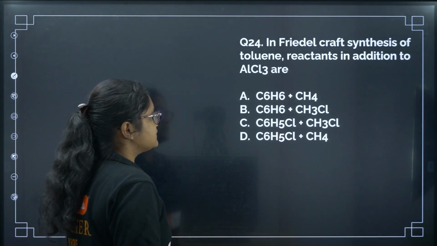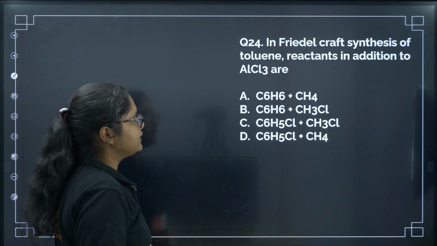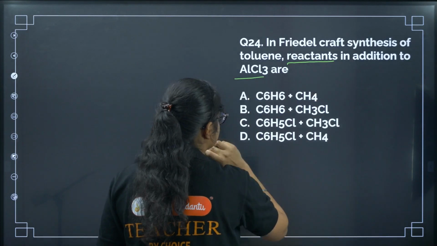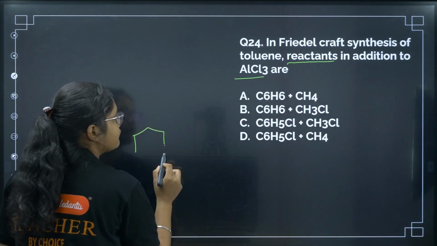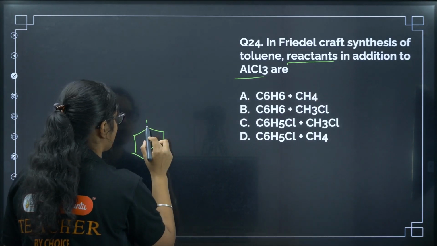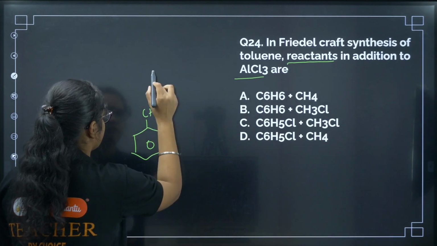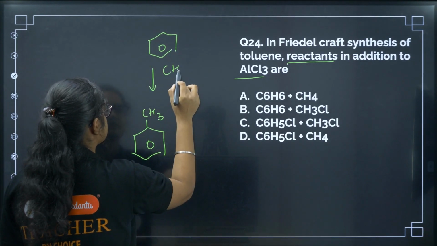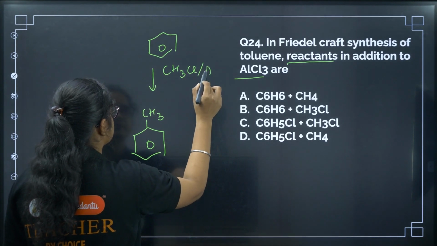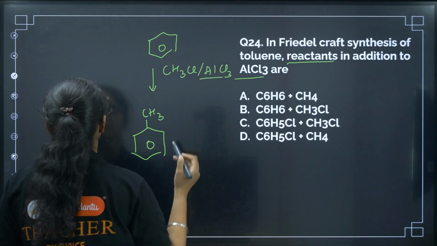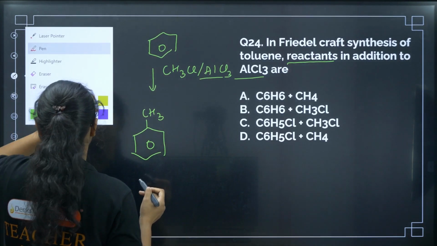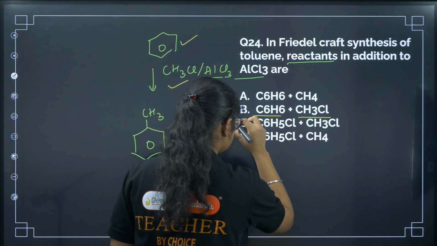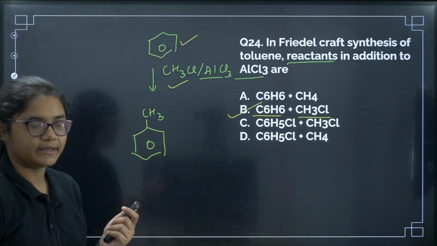Next, in Friedel-Crafts synthesis of toluene, the reactants in addition to AlCl3 are what? If I want to do Friedel-Crafts synthesis to produce toluene, we need benzene and we need CH3Cl in presence of AlCl3. So AlCl3 is already given to us. So what are the extra that we need? Benzene and CH3Cl. So the correct answer is option number B.